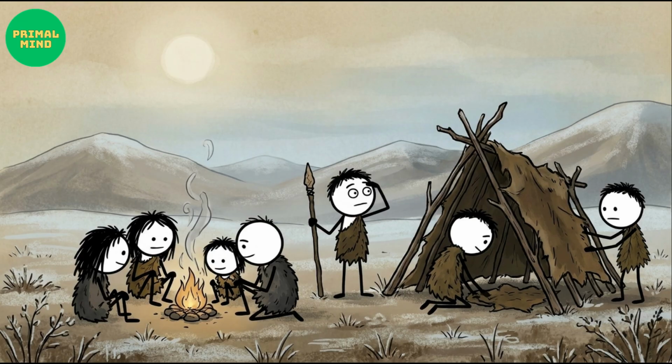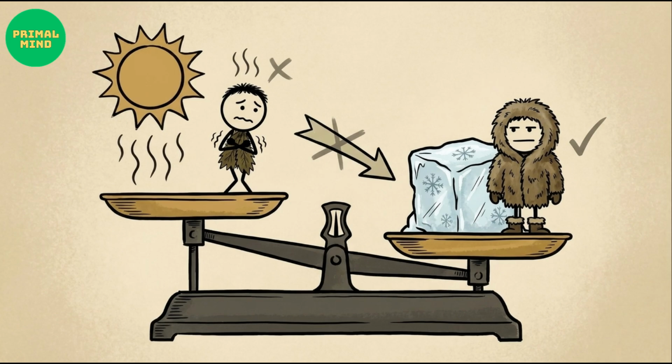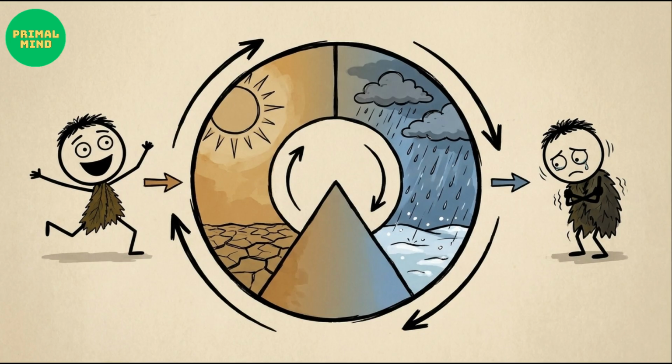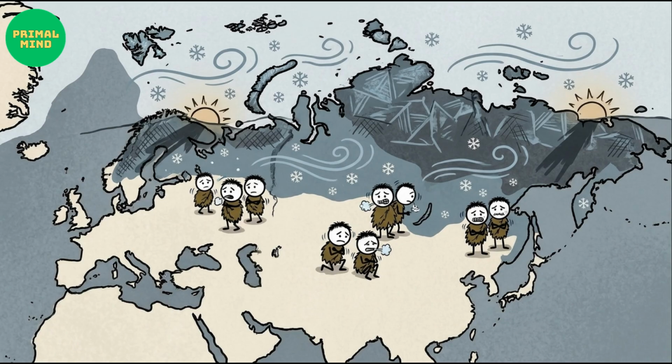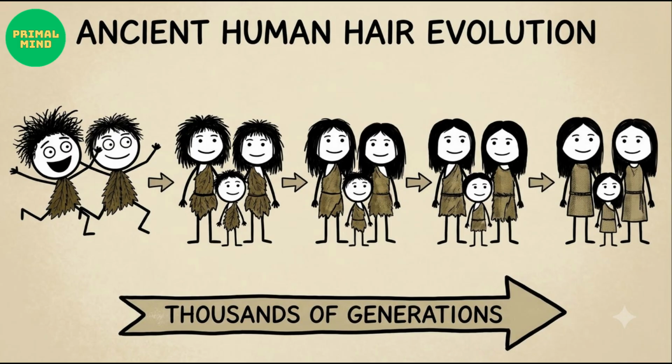As populations moved into cooler, less sun-intense regions, that same tightly coiled, heat-shedding hair became less advantageous because the problem it had been solving simply wasn't the dominant problem anymore. In colder, lower UV environments like Northern Europe and Northeast Asia, hair began trending straighter and in many populations, finer.